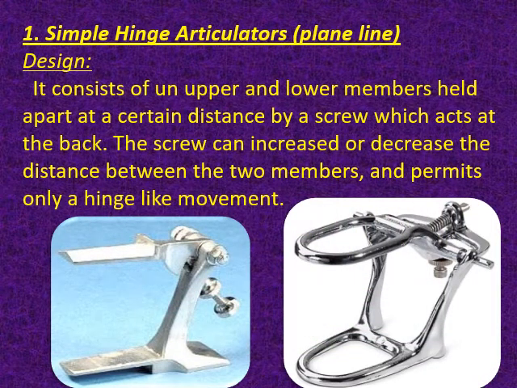Simple hinge articulator, or what you call the plain line. The design of this type of articulator consists of two members, the upper and lower member. There is a distance between these two members that can be adjusted according to the case. These two members are joined together posteriorly by a screw that can increase or decrease the distance between them. This type of articulator allows hinge movements, just like opening and closing.